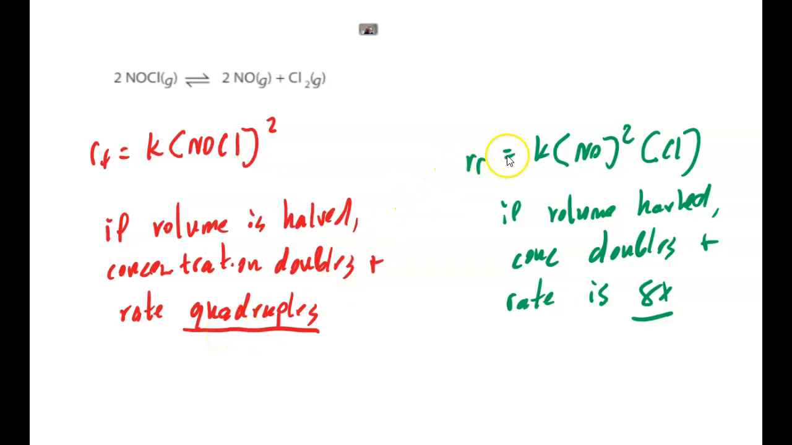Meanwhile, the reverse rate law is a rate constant times NO squared times Cl2. And if this same system were to have the volume halved and the concentration of all these particles were to double, well, double squared is 4, times the doubling of chlorine, 4 times 2 is 8. The rate would go up eightfold. So this is mathematical proof, via what we know about rate laws, that if this system has its volume decreased, it's compressed, the reverse rate will increase more than the forward rate because there are more gas particles on the product side than the reactant side.